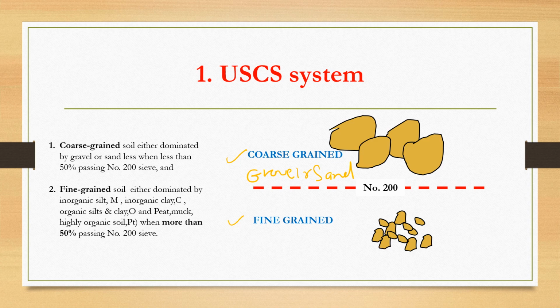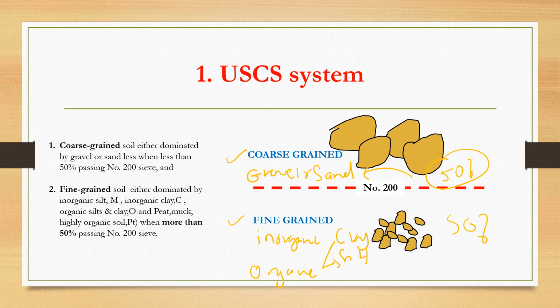Less than 50% of particles passing number 200 means that more than 50% is retained on this sieve, then you will consider that one as coarse. If you're talking about fine grain soil, it is either inorganic clay or silt, or organic clay and silt, or another one which is peat. It means that more than 50% of particles pass sieve number 200. So we are looking at the boundary of sieve number 200.